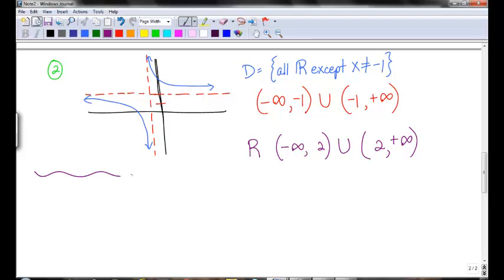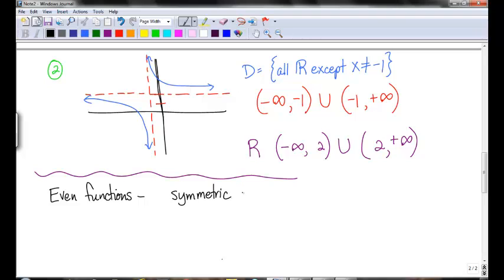Then a little bit of this we've already had before. We talked about even functions last year. Anybody remember what an even function is? Anybody remember what it's symmetric with respect to? The y-axis. Yep, even functions are symmetric with respect to the y-axis.